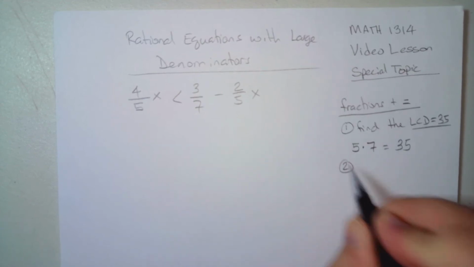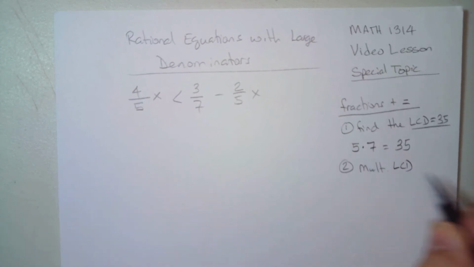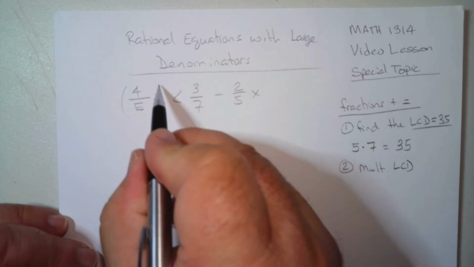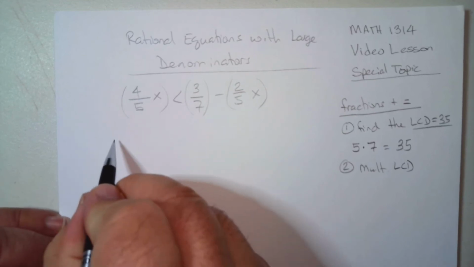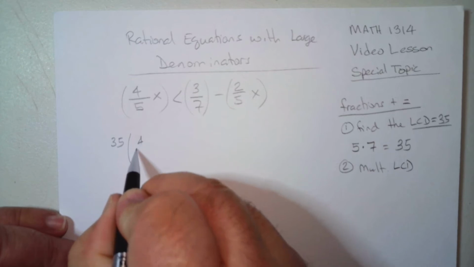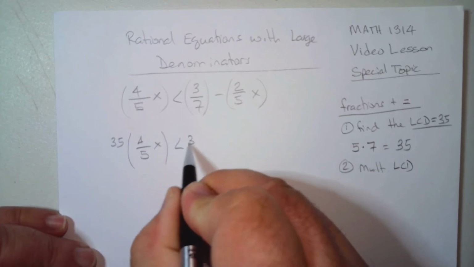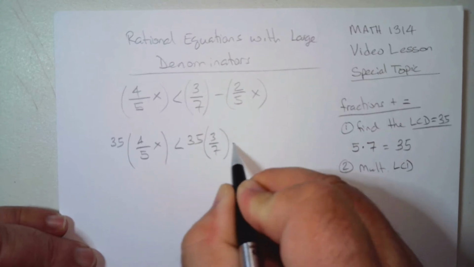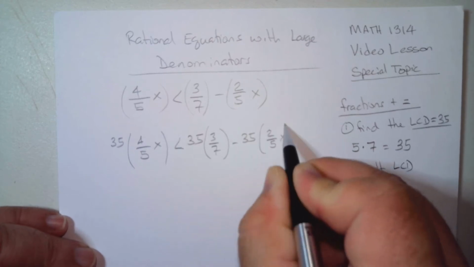Second step, multiply the LCD to each term. There's a term, there's a term, there's a term. So multiply 35 to each of these: 35 times 4 over 5x, less than 35 times 3 over 7, minus 35 times 2 over 5x.